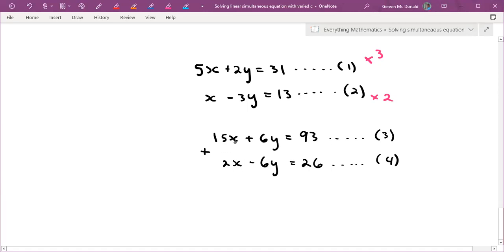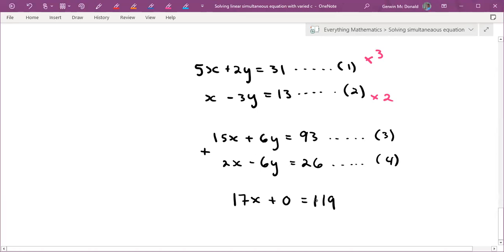So 15x plus 2x, that is 17x. 6y plus minus 6y, that will give me 0. So I eliminate the y. And 96 plus 26, I cannot see this one. 96 plus 26, that is 122. According to my calculator, I make a mistake. 93, not 96. 93 plus 26, right, that's 119.